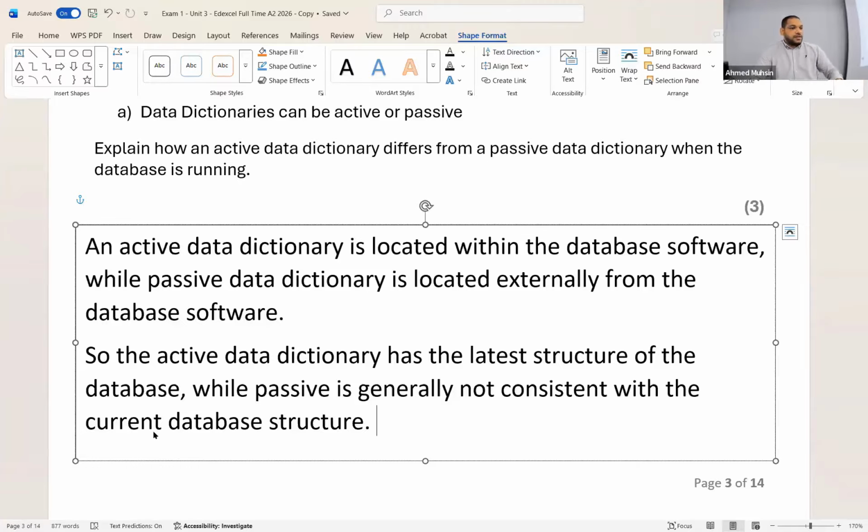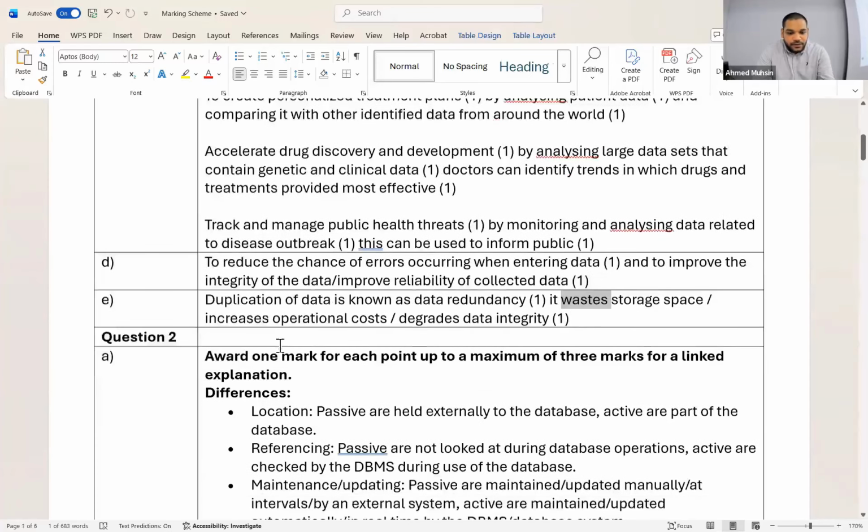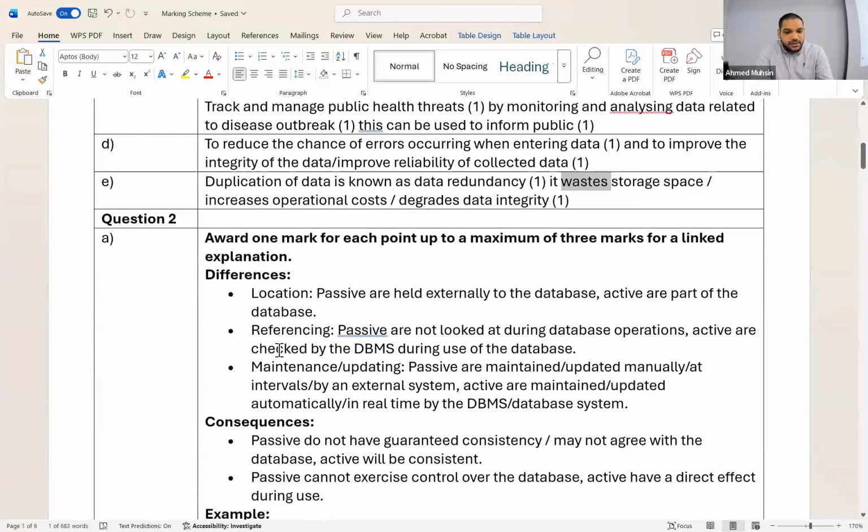Right. Shall we move and look at the marking scheme? Look at the differences, everybody. Location, we spoke about. Referencing, everybody. In terms of referencing, which one do we keep looking at? The active data dictionary. Passive, we only use it when creating the database. After it's created, we never look at it again. In terms of maintenance, which one is maintained?